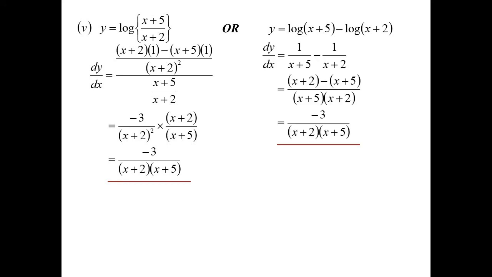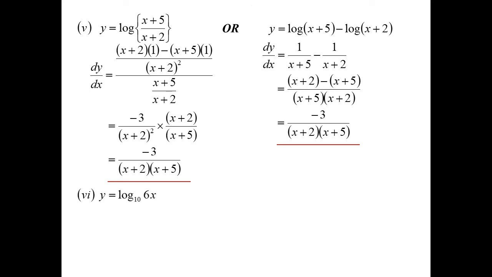We get our answer. This is one where definitely the log laws is going to make life a lot easier, because we can turn that into a subtraction. Each one of those is very easy to do. And then playing with algebraic fractions, we get the answer. So if you can, I mean, use your log laws to your advantage, if it's going to save you time. I mean, sometimes it doesn't, sometimes it does.